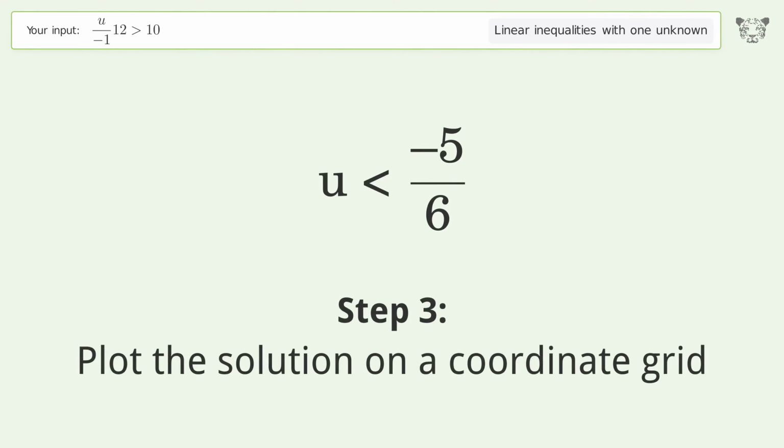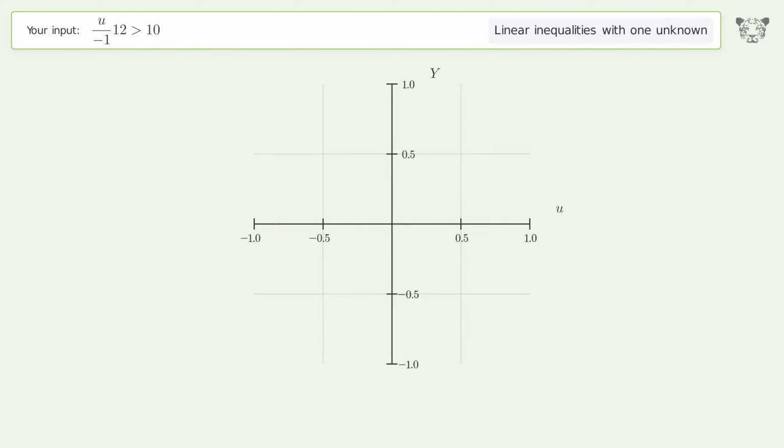Plot the solution on a coordinate grid. And so the final result is u smaller than -5/6.